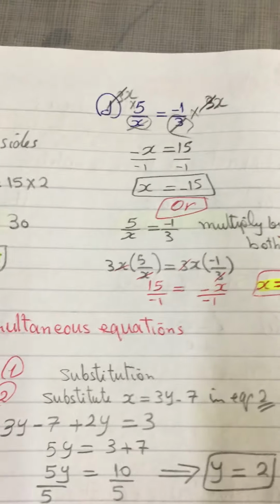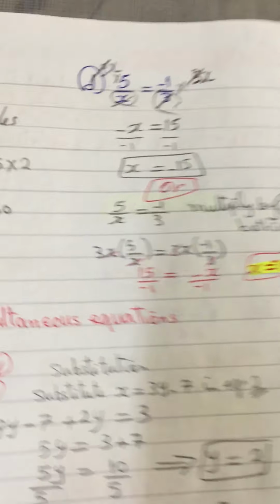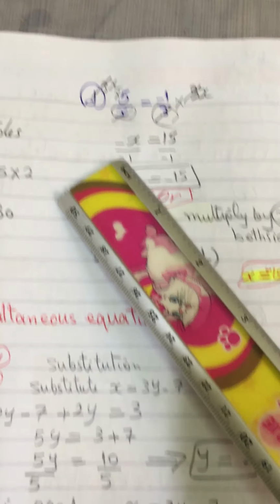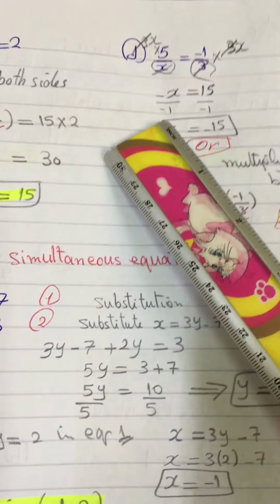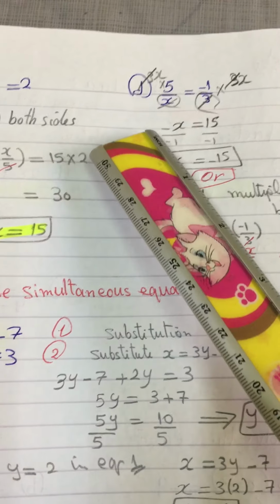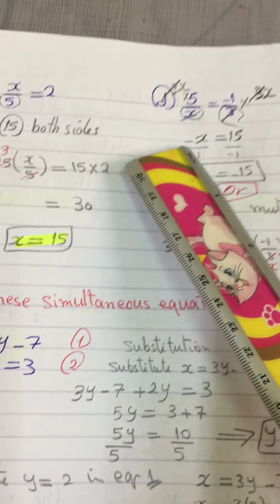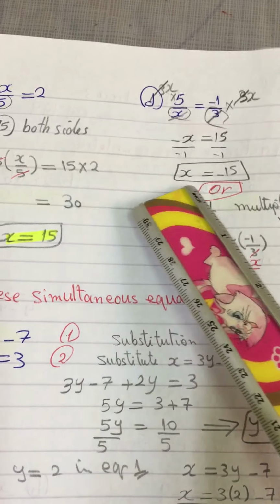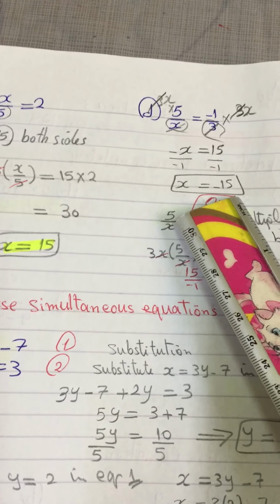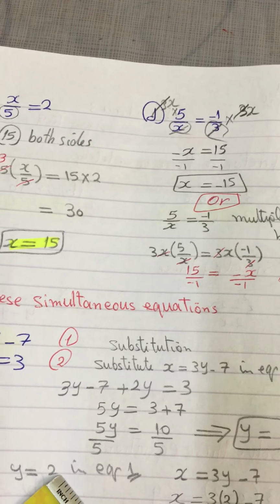I change the order, no problem, because they are equal. Now it is not correct to give me the answer as a negative variable. So to change it into positive, I'll divide by its coefficient. It's multiplied by negative 1, so I'll divide by negative 1 both sides. So x equals negative 15.